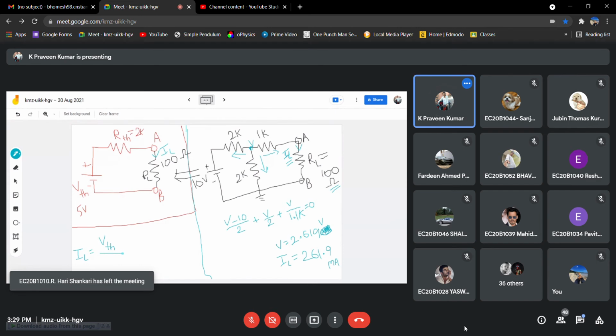So what is this value? VTH by RTH plus RL. So VTH is 5, RTH is 2000, and RL is 100. So what is this value?